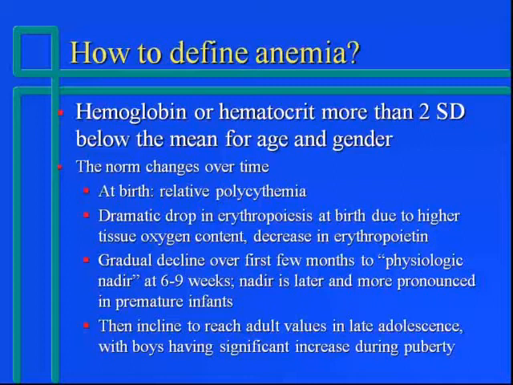This leads to a gradual decline over the first few months of life to what we call the physiologic nadir at around 6 to 9 weeks of age. And the nadir is later and more pronounced in premature infants. Values then incline to reach adult values in late adolescence, with boys having a significant increase in their hematocrit over the course of puberty.